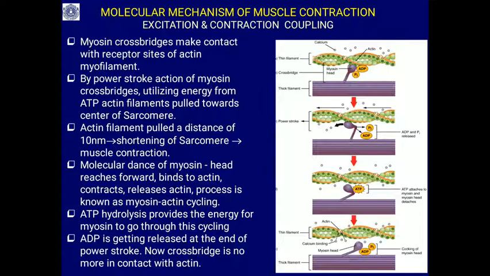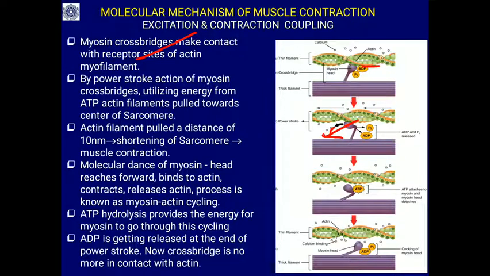So in this sequence, the myosin cross bridge makes contact with the receptor site of the actin. There is a power stroke reaction. Power stroke means contact, and then the pulling. So this is a power stroke reaction. You can see the myosin cross bridge utilizing energy from ATP, so the actin filaments are pulled towards the center of the sarcomere.